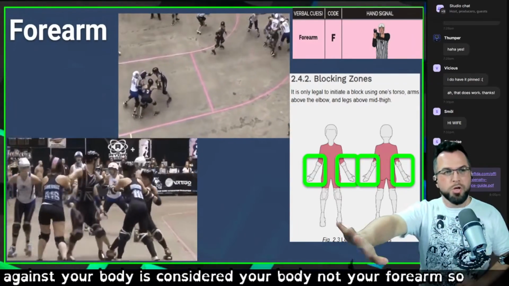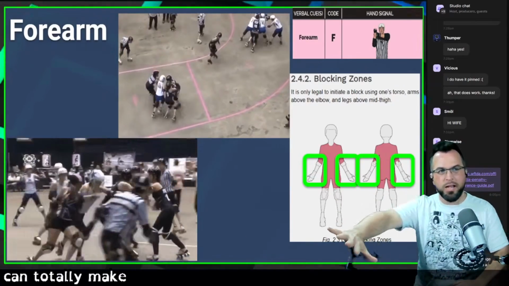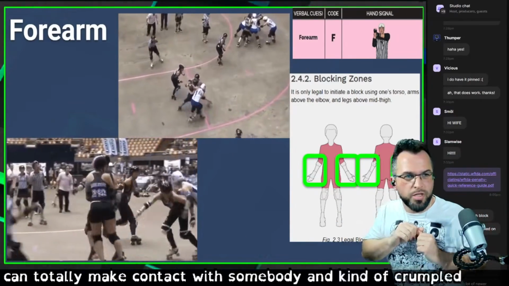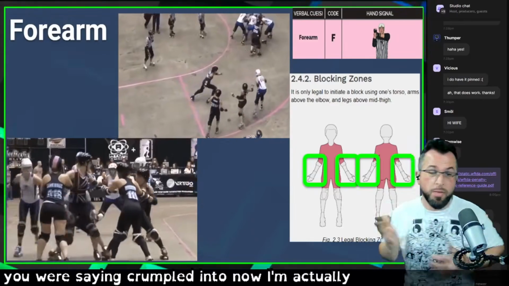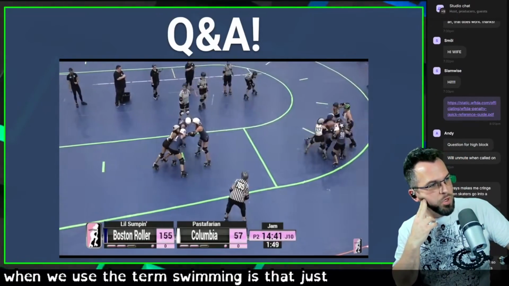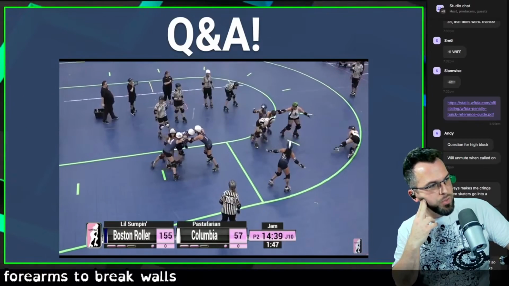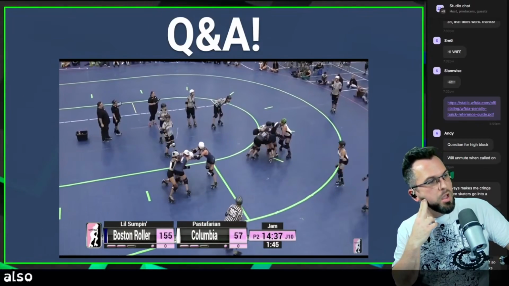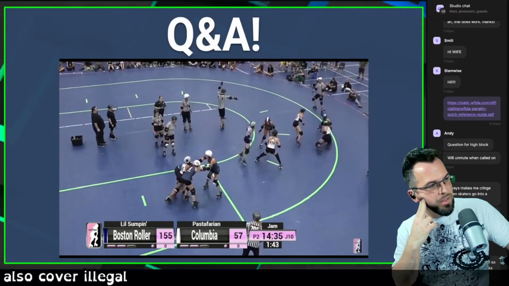So you can totally make contact with somebody and kind of crumple, like you were saying, crumple into, now I'm actually blocking you here, and that's totally fine. When we use the term swimming, is that just jammers using their forearms to break walls and squeeze between walls, or does that also cover illegal assists they're taking?